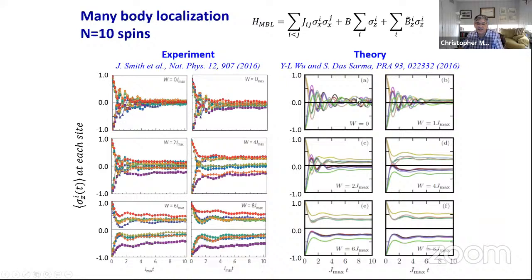With 10 spins, Shankar Das Sarma's group did exact diagonalization, which sounds pretty easy, but again, this is a long range interaction, so it's not super trivial. And again, our dynamics is borne out in theory. We see qualitative agreement.